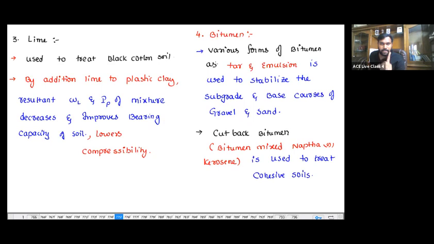But I'm telling you, as per the present syllabus, it is not there. If you wish to read, you can read that also. As per the present syllabus, it is not there. So do not worry about those chapters.